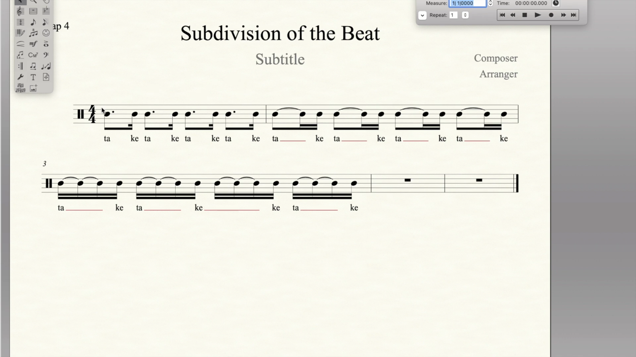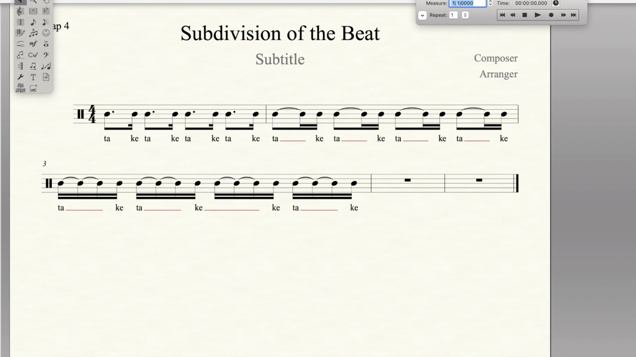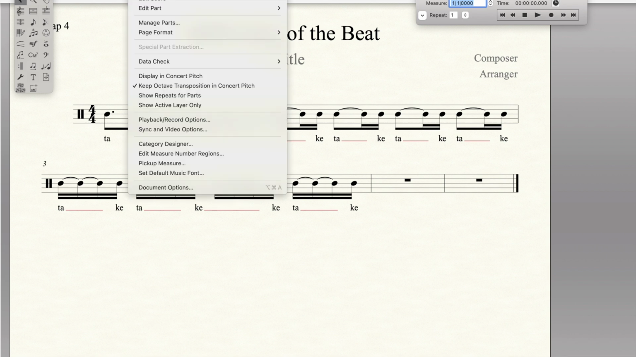Okay. This dotted 8th, 16th rhythm. I'm thinking taka-tiki, taka-tiki, taka-tiki, taka-tiki, taka-tiki. That's what's going on in my head. All right. That's subdivision. And again, I encourage you to practice, hit pause, practice this, get this in your head.